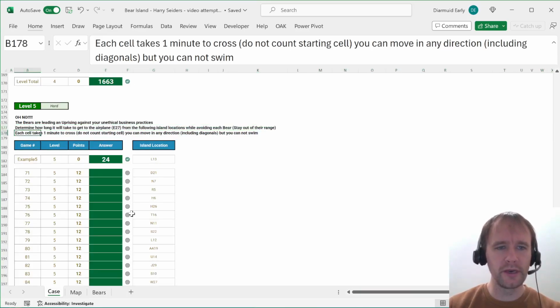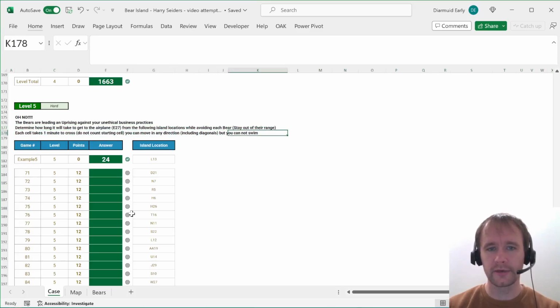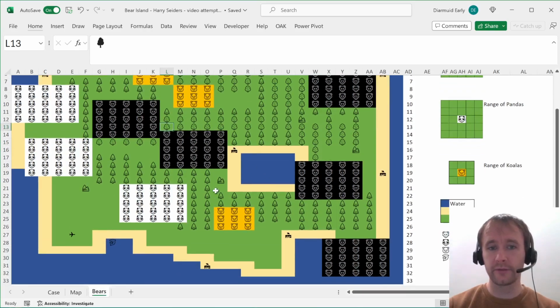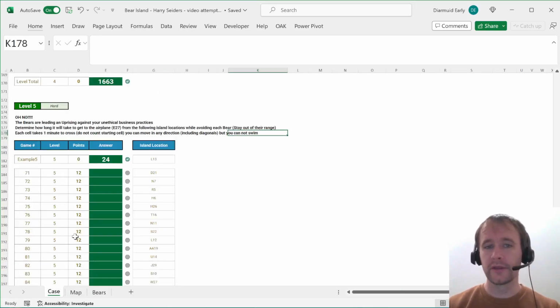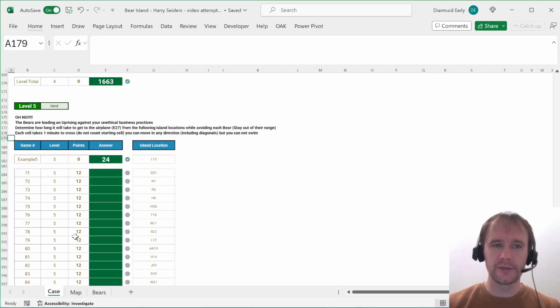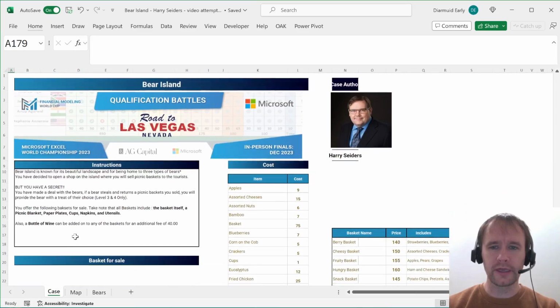Each cell takes 1 minute to cross. Do not count the starting cell. You can move in any direction, including diagonals, but you cannot swim. So you have to avoid the bear ranges, and you also have to avoid the water. But you can move diagonally. So that's 1 step, 2 steps, 3 steps, and so on. So that is a fun one to play around with. But like I said, I want to keep this to slightly less ambitious stuff.